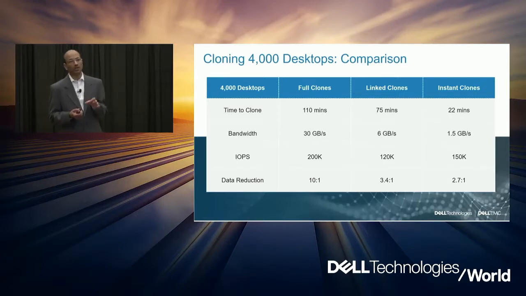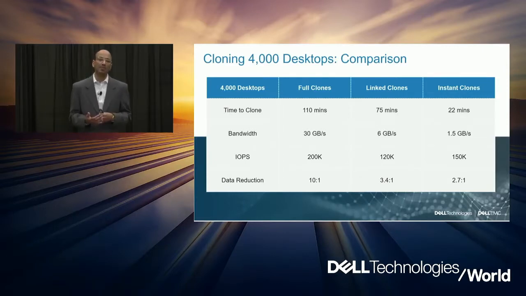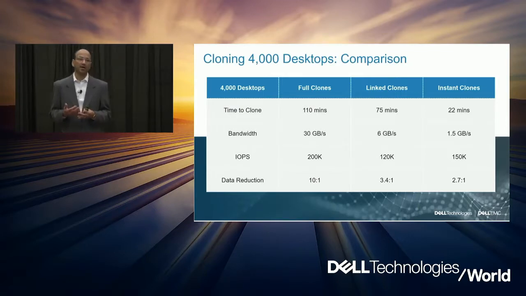And as you look at the next row, for the bandwidth consumption, full clones are driving very high throughput, 30 gigabytes per second. The bandwidth usage understandably is much lower in linked clones and instant clones. The IOPS: obviously, full clones need a lot of high IOPS, whereas the IOPS needs are relatively smaller in comparison for linked clones and instant clones.